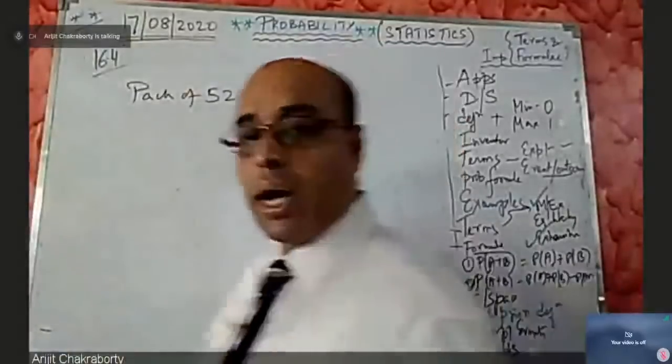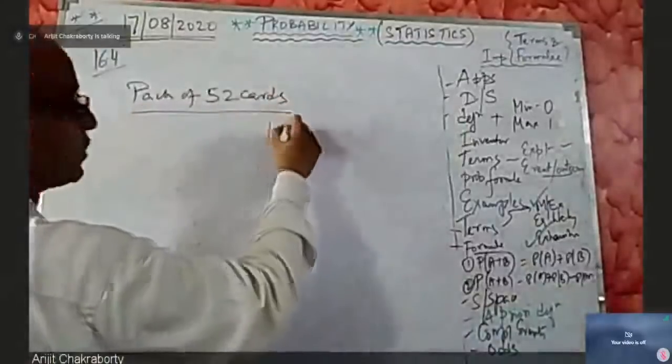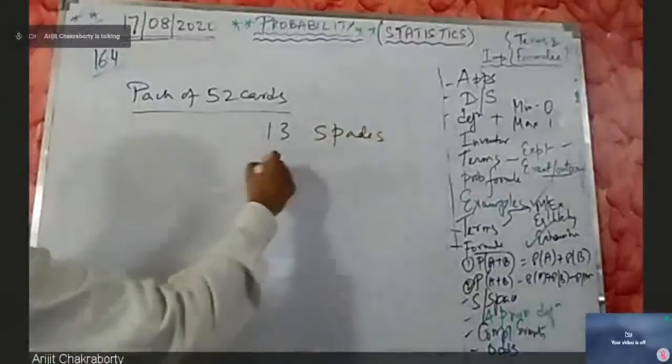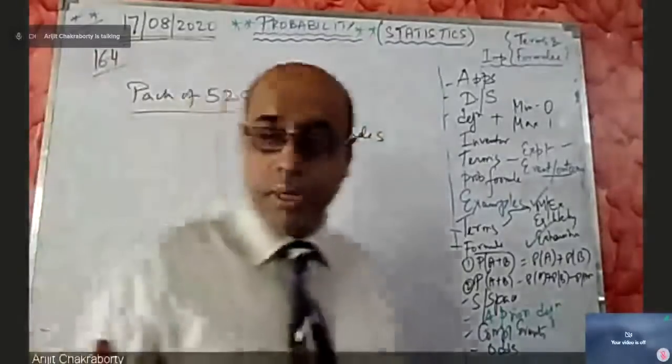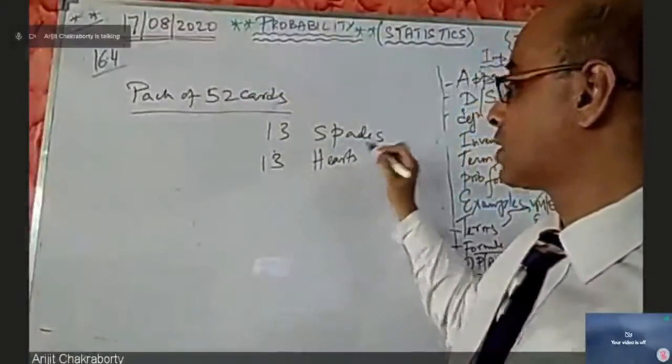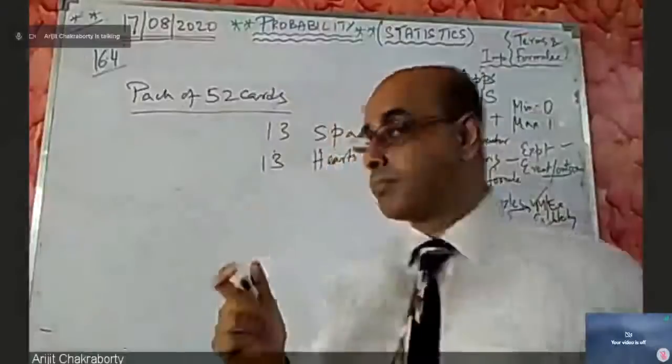Out of these 52 cards, what do we have? We have 13 spades. Apart from spades, we have 13 hearts. You have 13 clubs.